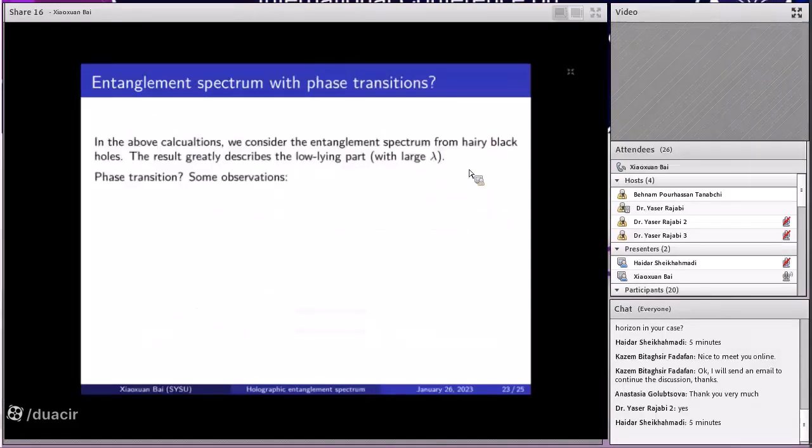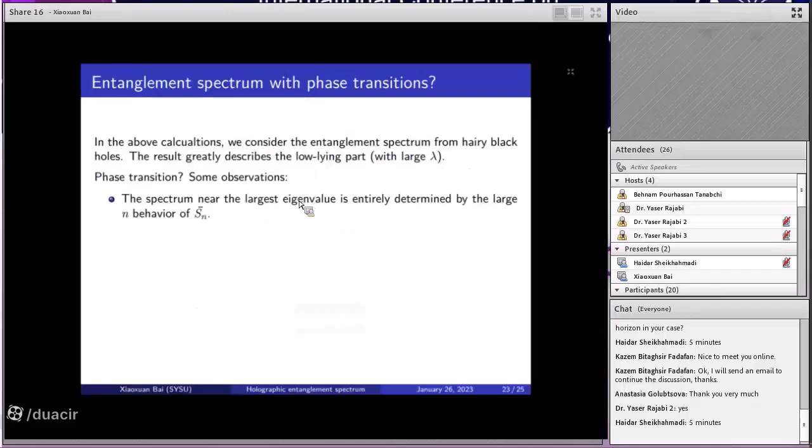In the above calculations, we consider the entanglement spectrum from black holes. The result can greatly describe the low-lying part. By low-lying, I mean the spectrum with large eigenvalues. But the effect of the phase transition is still not clear. We can give some observations based on our case.